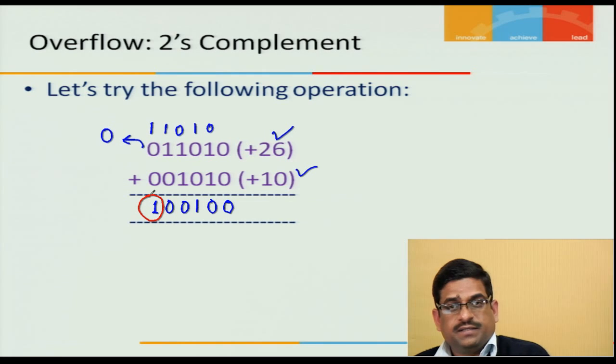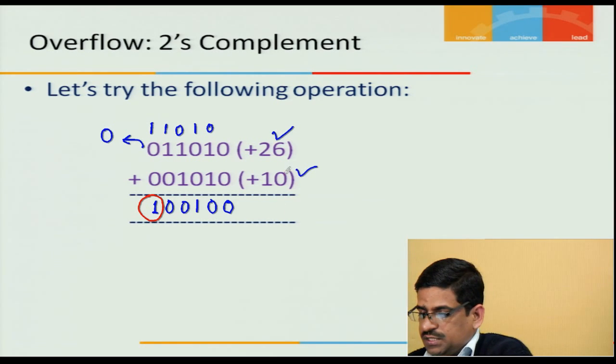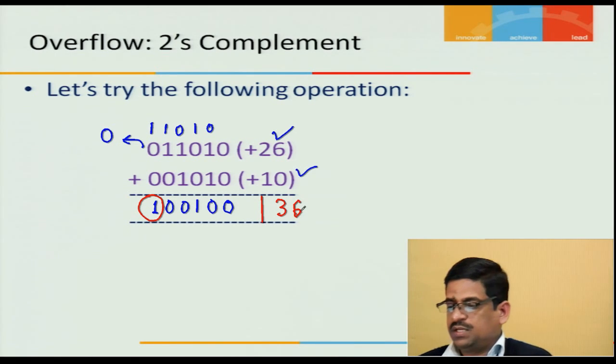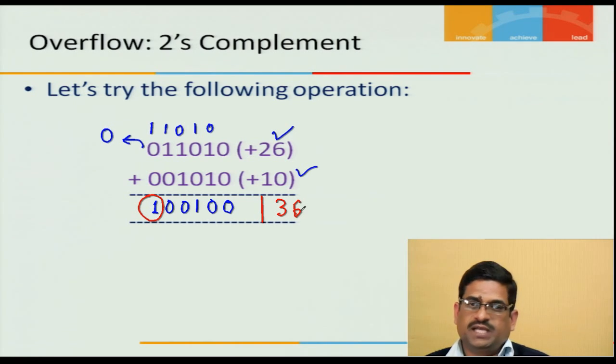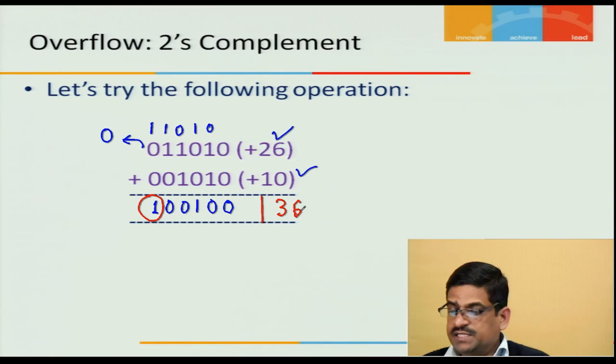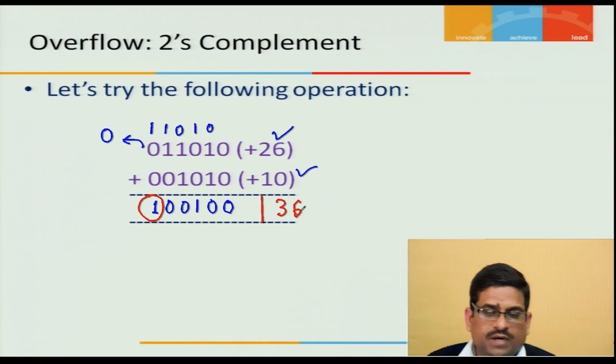First, look at the numbers which I was trying to add in 2's complement form. The numbers are 26 and 10, so the decimal equivalent of the sum will be 36. 26 I can represent with the help of 6 bits, and 10 also I can represent with 6 bits. To represent 10 I need 4 bits, and to represent 26 also I can easily use 6 bits. For 36, how many bits do I require? How many bits do I require to represent 36 in 2's complement form?